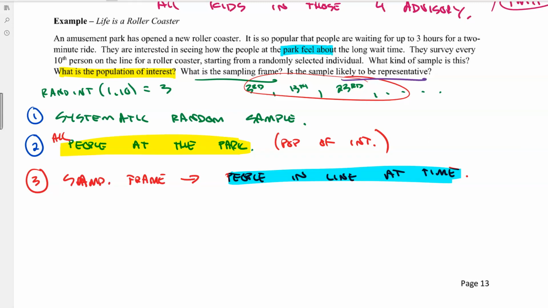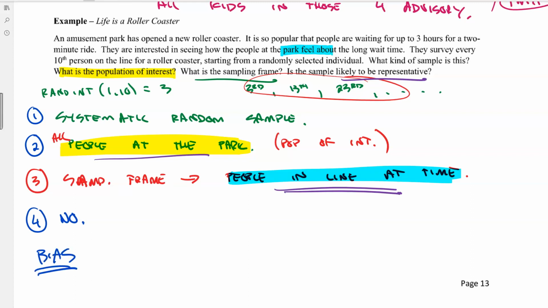Well, what do you think? Do you think the people that are waiting in line have the same opinions about how they feel about waiting in line as all the people at the park? And I hope you say no. Yeah, no. We're gonna have bias, right? Because we got undercoverage, so we're gonna have bias.